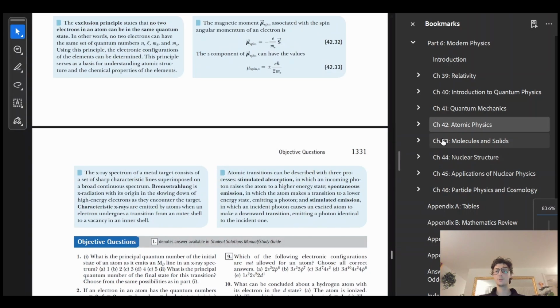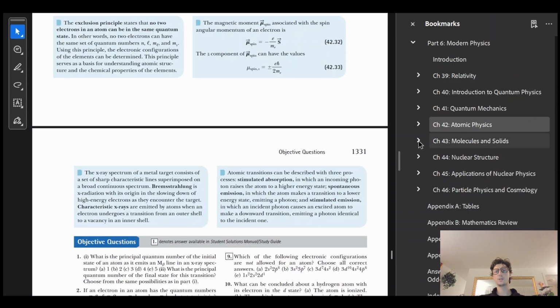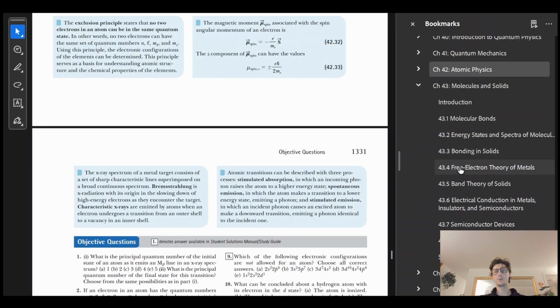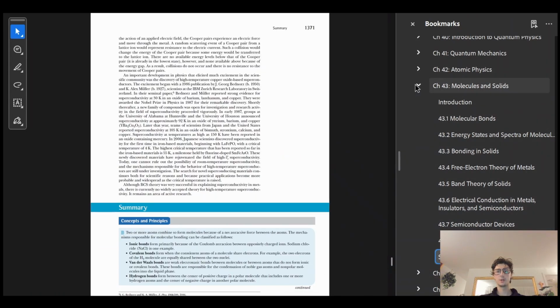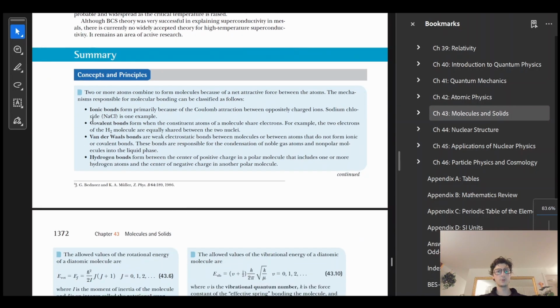So that is this chapter, Atomic Physics. I haven't found anything that really relates to anything that I saw here, so I'm just going to keep zooming forward with chapter 43, Molecules and Solids. Let's check the summary again. Zoom in here to see what's going on. So we got ionic bonds, covalent bonds, van der Waals bonds, hydrogen bonds.